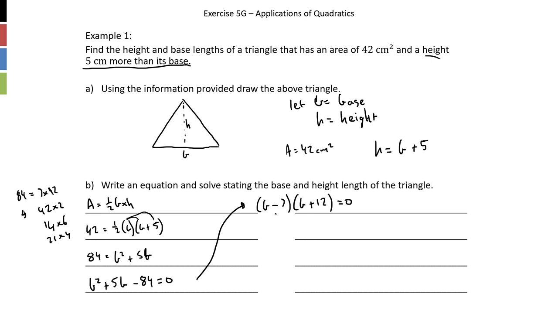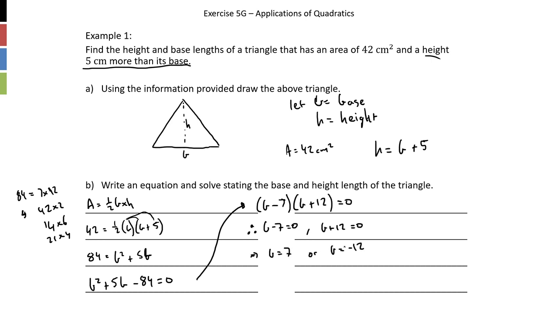equals 0. So now we've factorized, we can use the null factor law, so we can state therefore, and just to do it in full, if you haven't seen the last video, we get b minus 7 equals 0, or b plus 12 equals 0. So it follows on that b is equal to 7 or b is equal to negative 12.